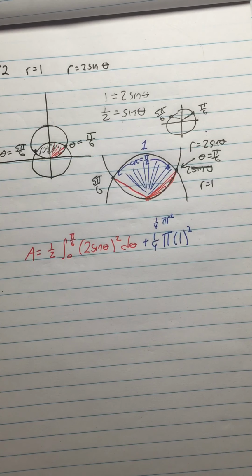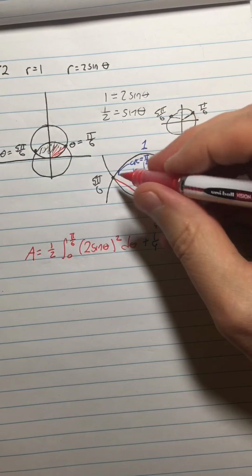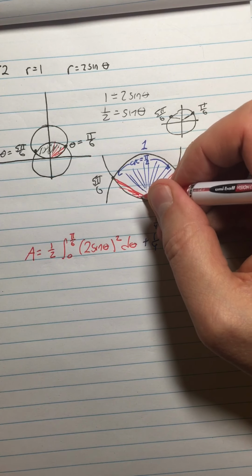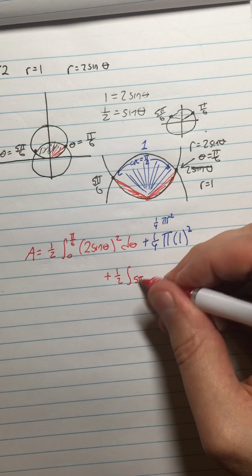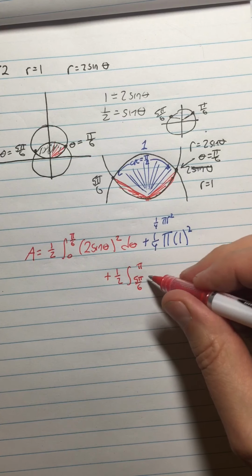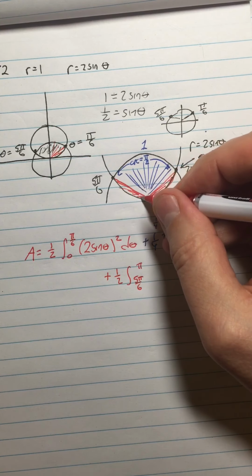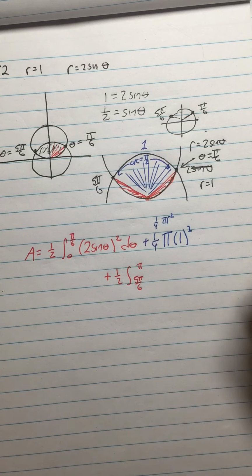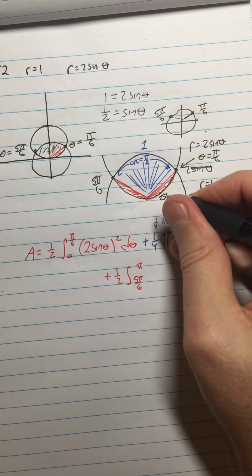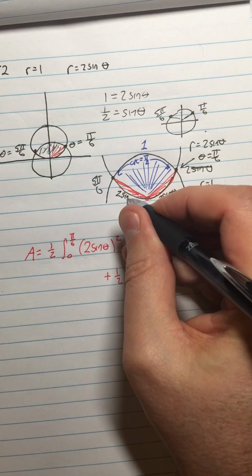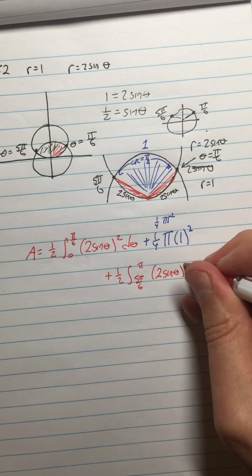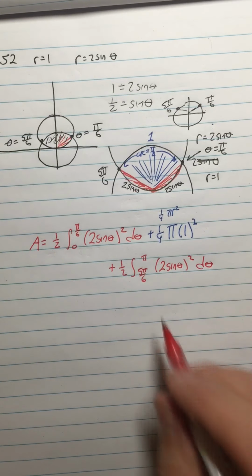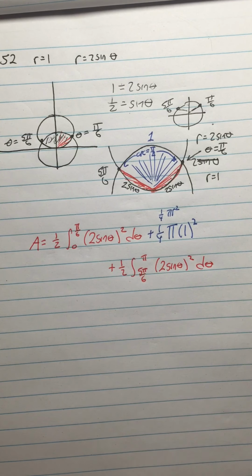Because the function is simple, it's just a circle. Now I have the other part over here, where I go from 5 pi over 6, and I guess this is going to go to pi. So I'm going to have plus 1/2 the integral from 5 pi over 6 to pi of, now I'm back to using the 2 sine theta function. So this is 2 sine theta here, and this is 2 sine theta here. So I'm back to using 2 sine theta squared, with the 1/2, because it's 1/2 r squared d theta.